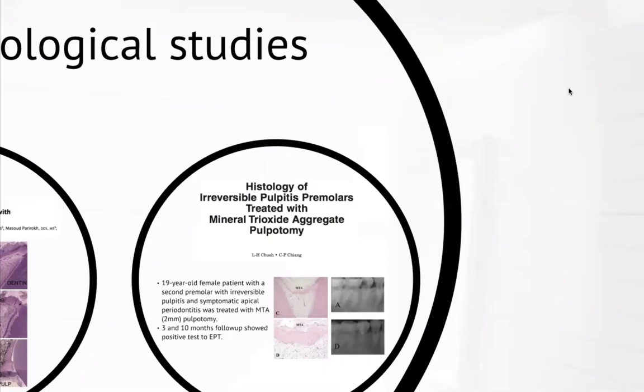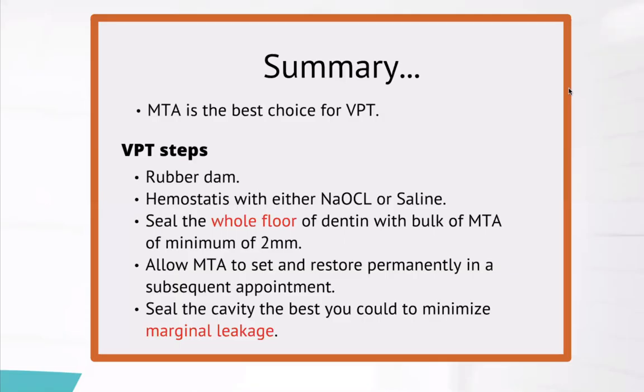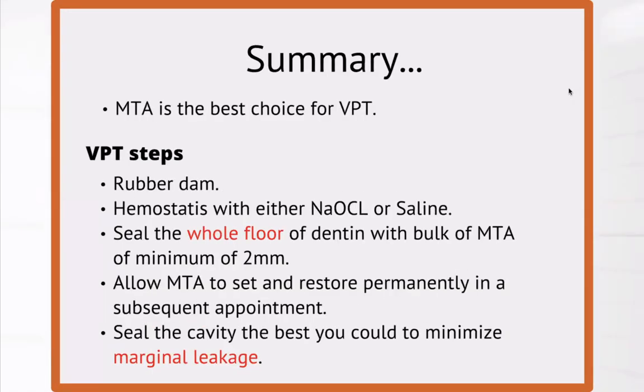All right, now to summarize this part, MTA is the best choice for vital pulp therapy. The steps to do it: use a rubber dam, this is a must. Hemostasis with either sodium hypochlorite or saline. Seal the whole floor of dentine with bulk MTA at least 2 millimeters. Allow MTA to set and restore permanently in a subsequent appointment. Seal the cavity the best you can to minimize marginal leakage.